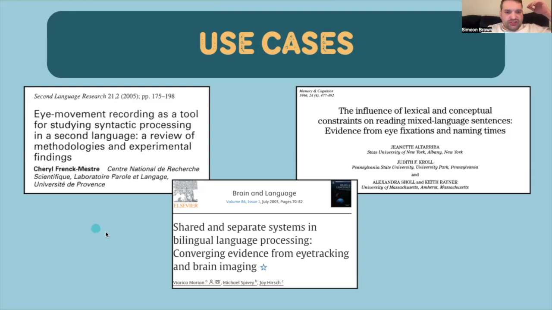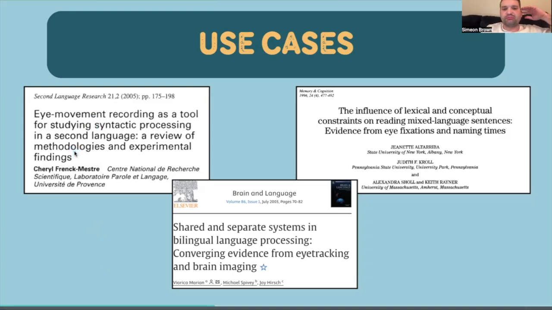A really interesting one was, sorry, how can I move my camera here? There we go.